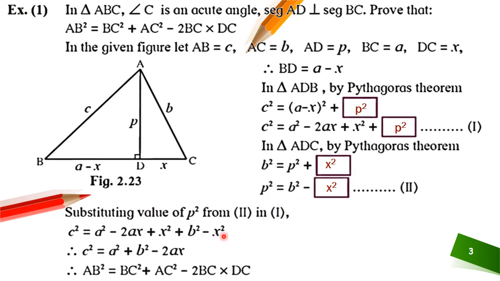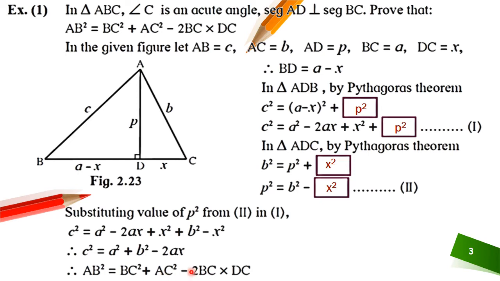From equation 2 we get this. So c square is equal to, now this x square minus x square will get cancelled. What will remain is c square is equal to a square plus b square minus 2ax. Now c square is the same as AB square, a square is the same as BC square, b square is the same as AC square, and 2ax means minus 2 BC into DC. So resubstituting the letters by the sides, you get the required equation.